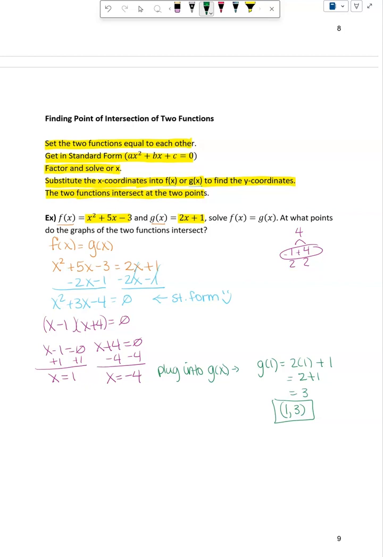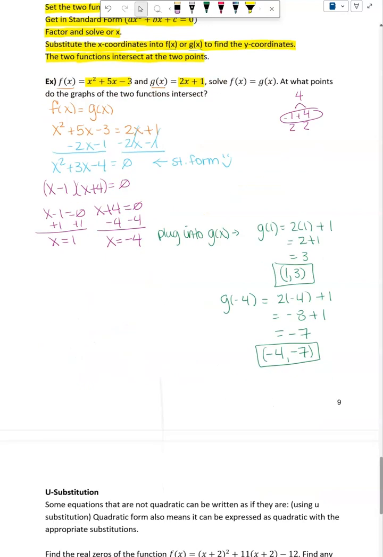Beautiful. That's your first point. Cool. Let's do it for the second one. G of negative 4: 2 times negative 4 plus 1. Well, that's going to equal negative 8 plus 1, which equals negative 7. So your input was negative 4, your output was negative 7, and that is your second point. And that's all you do. Those are the points at which the two graphs intersect. Okay? Very cool.